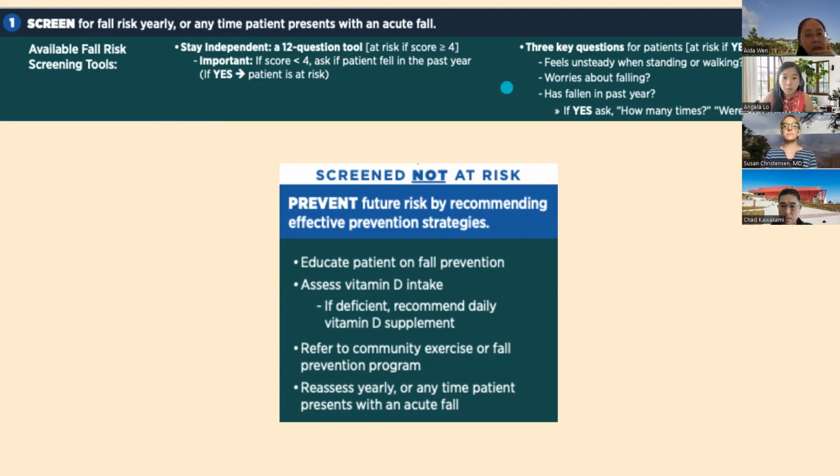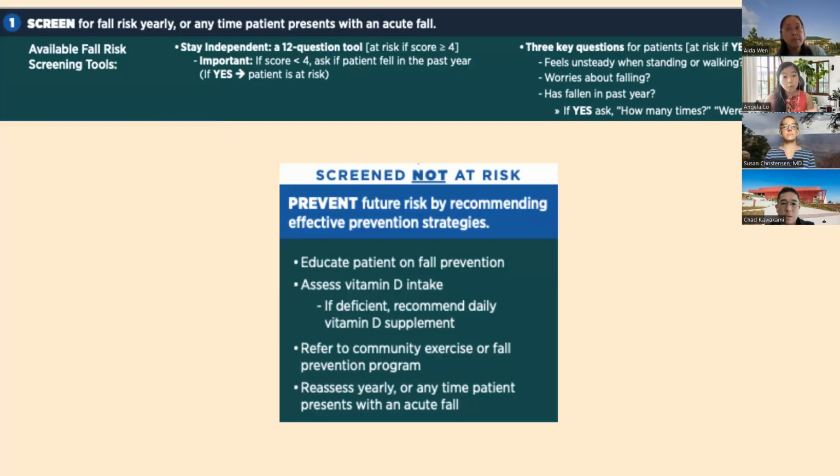These questions include: do they feel unsteady when standing or walking? Do they worry about falling? Or have they fallen in the past year? And if they say yes to the fallen in the past year question, you want to delve in more, asking how many times or whether they were injured.